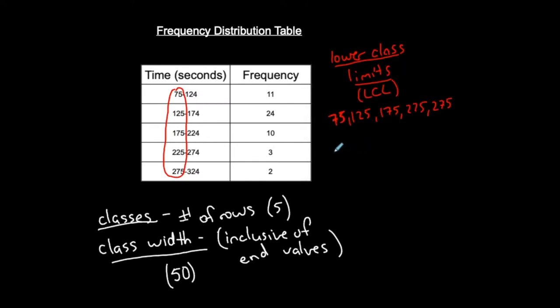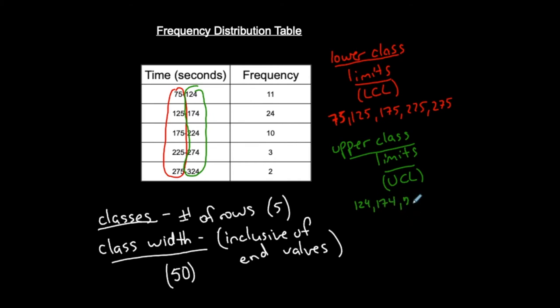Okay, so then this should be easy. What are my upper class limits? And UCL for abbreviation, upper class limits. These are the upper class values, the high end, so 124, 174, 224, 274, and then 324. These are my upper class limits.